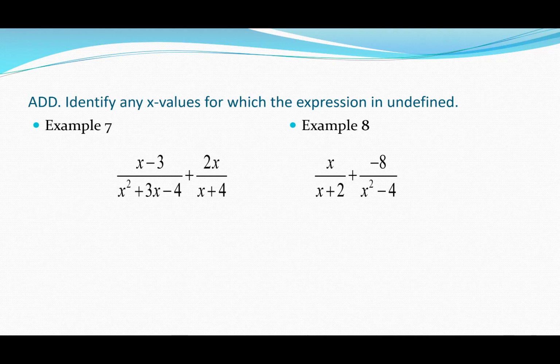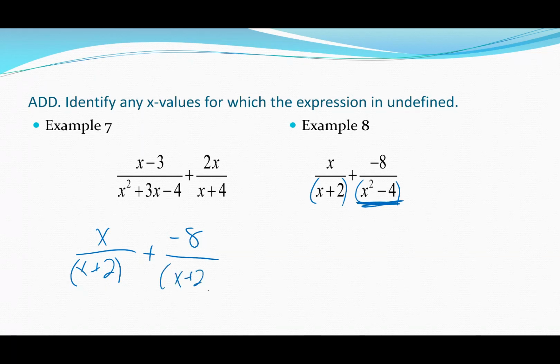We need common denominators. So this denominator is x plus 2. I need to factor this denominator to see what those factors are. So that denominator, I still have, let me write this first one down, it's x and x plus 2, -8. But when I factor x squared minus 4, it is a difference of squares. So when I factor that, that'll be x plus 2 and x minus 2 as its factors.